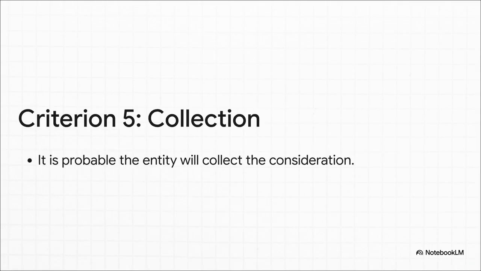And finally, we get to the ultimate reality check, collectability. I mean, a contract is pretty meaningless if you don't actually expect to get paid, right? The standard says collection must be probable. So if a company sells something to a customer knowing they're very unlikely to ever pay up, they can't book that as revenue. There has to be a real, honest expectation of cash coming in the door.